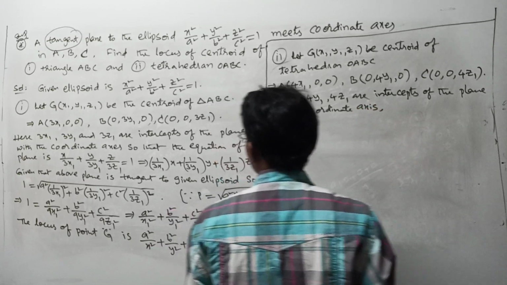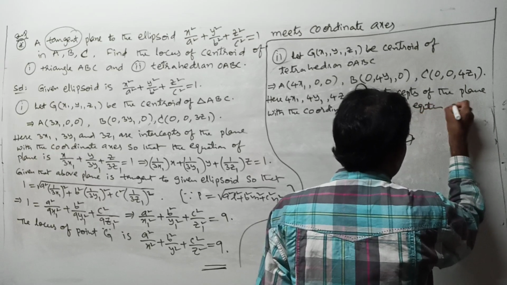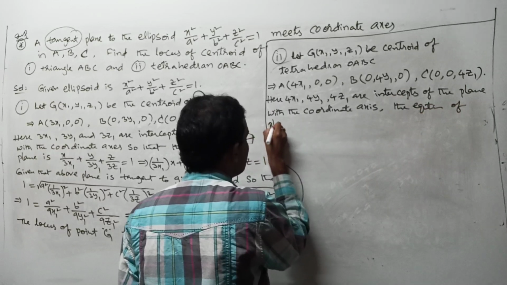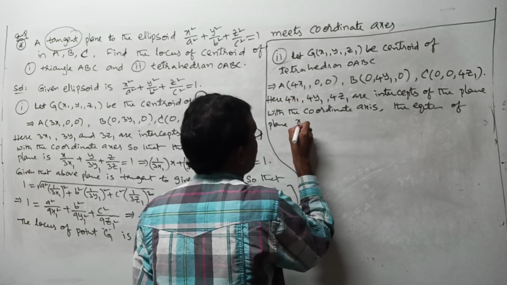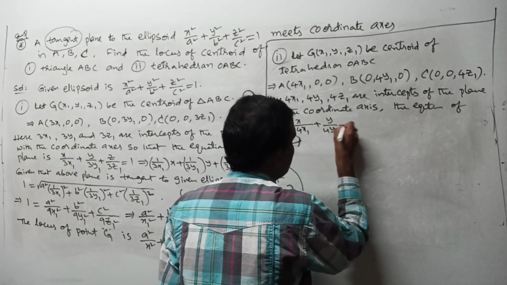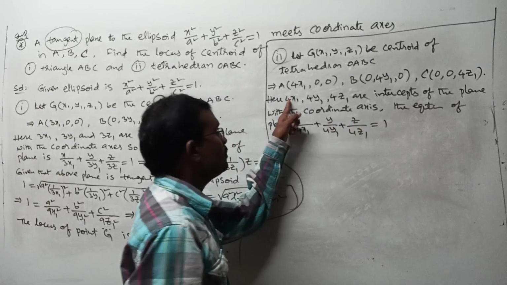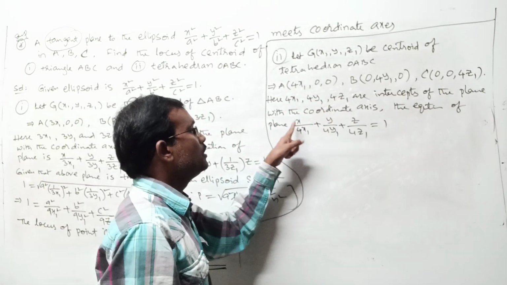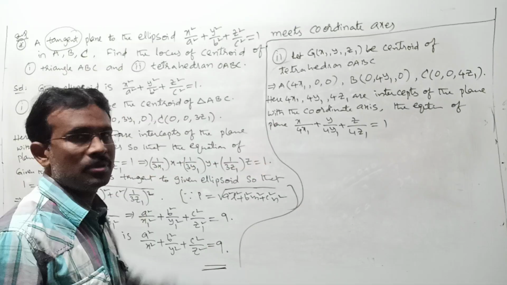The equation of the plane, in this case, is x/(4x1) + y/(4y1) + z/(4z1) = 1. If a, b, c are intercepts, then what do we have? x/a + y/b + z/c = 1. That work we did.